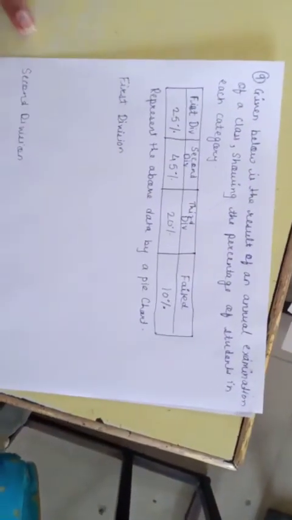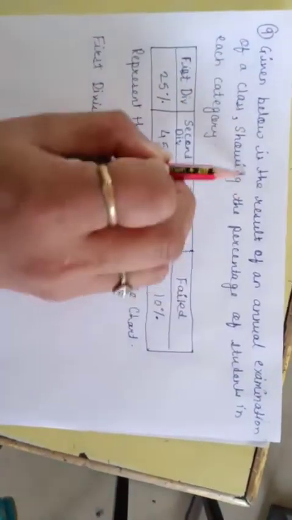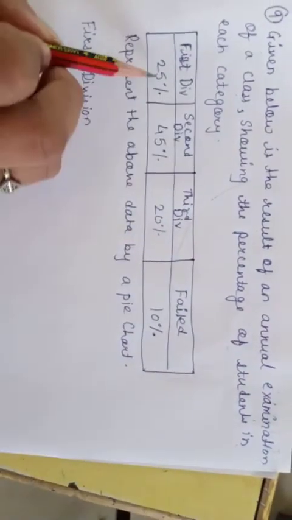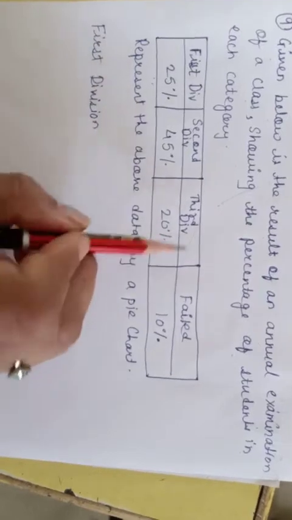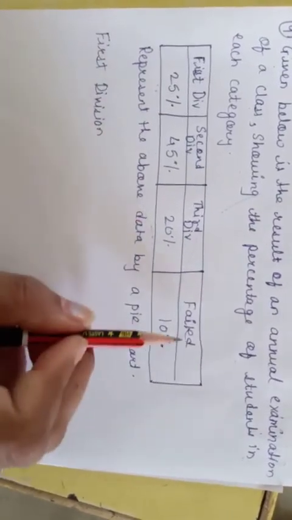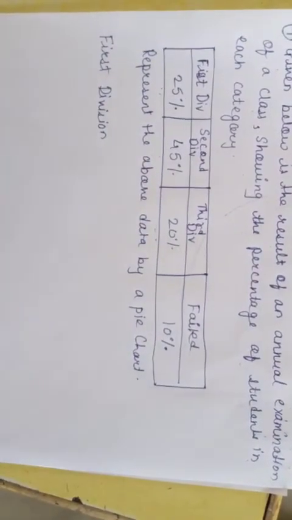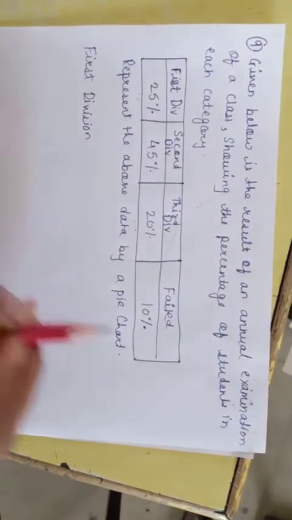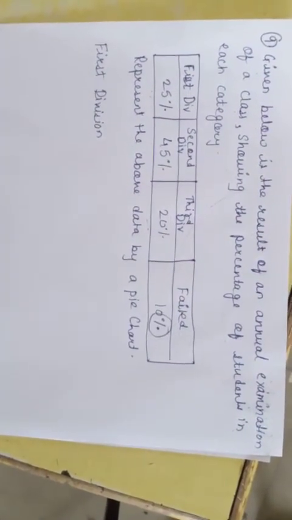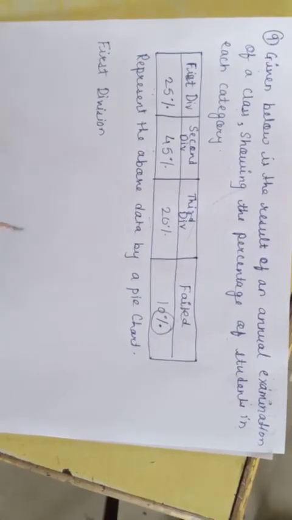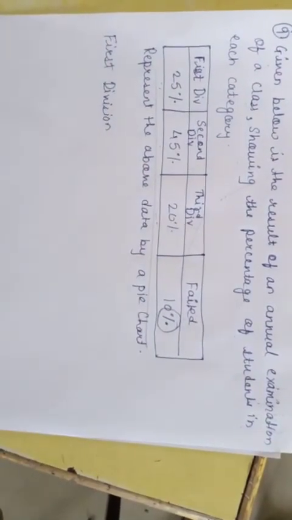Now we are doing the last one. Given below is the result of an annual examination of a class, showing the percentage of students in each category. First division 25%, second division 45%, third division 20%, and fail 10%. Now we have to make the pie chart. Now tell me, what is the value of percentage? Yes, this is 100. So the total of this is 100.